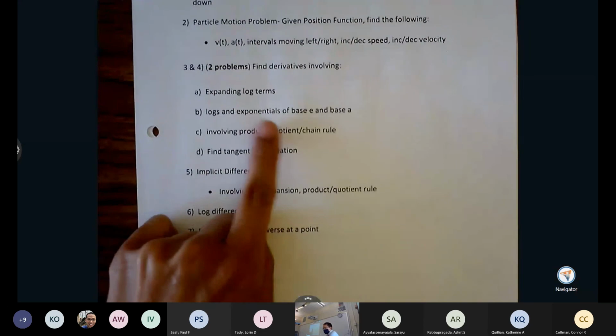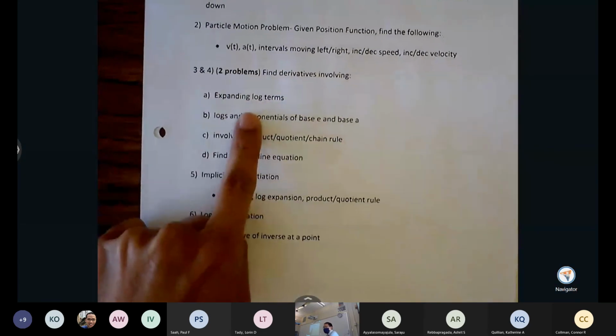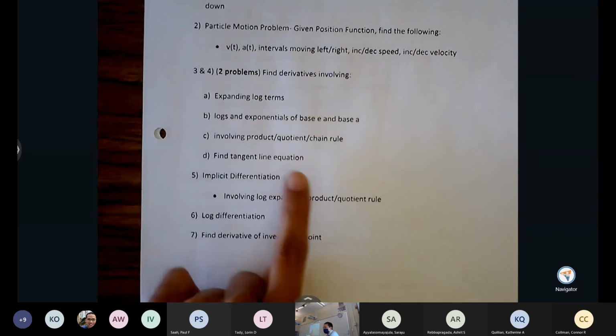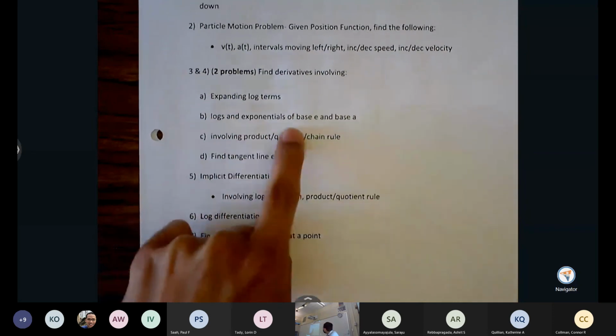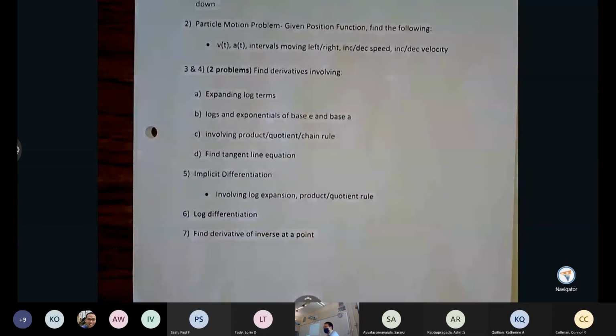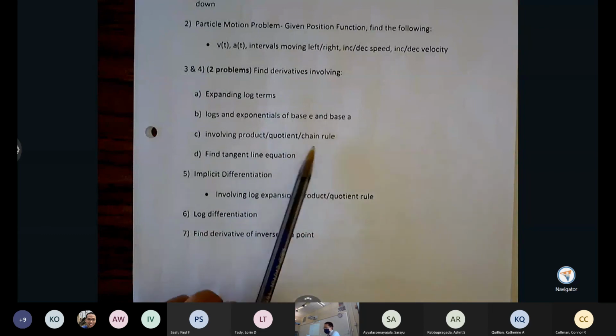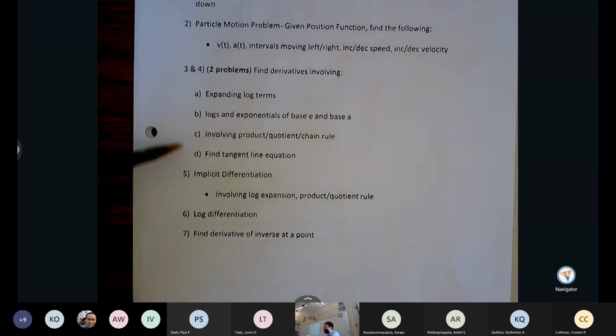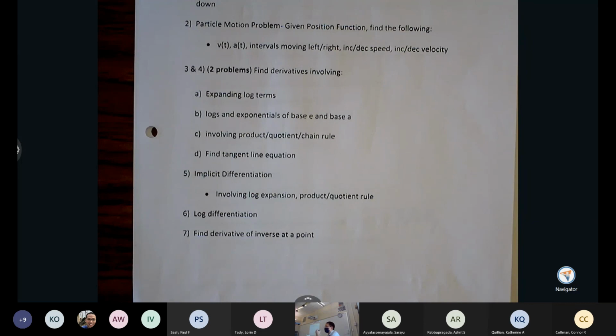You're going to see one where you're going to have to find the derivative of a log term. Maybe you need to do some expansion before you find the derivative. Maybe you have to involve base e or base a log and exponential rules, depending on what the problem says. It may involve product, quotient, or chain rule. Find tangent line to the equation. That's where we find the derivative, then use the x value to find the slope.